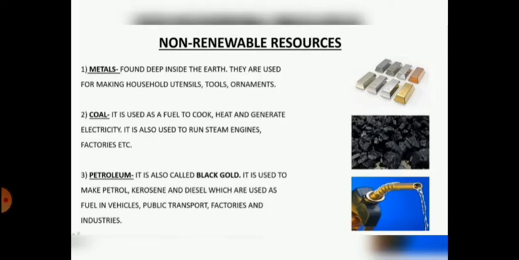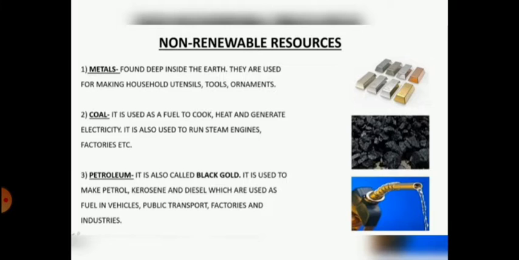Now let us learn about some non-renewable resources. So first we learn about coal. Coal is classified as a non-renewable energy source because it takes millions of years to form. Coal contains the energy stored by plants that lived hundreds of millions of years ago in swampy forests.